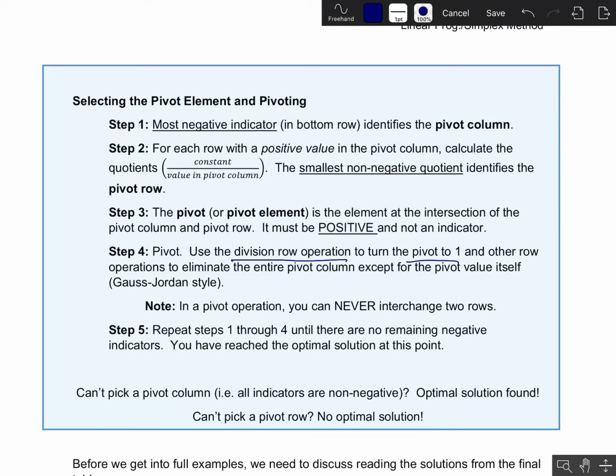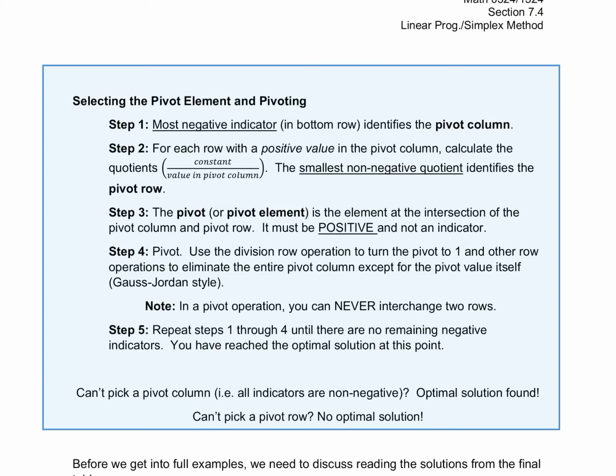And by the way, in pivoting, we're never going to interchange 2 rows. So we're always going to be dividing in order to get a 1 where we want it, and then we'll be adding or subtracting the appropriate multiple of that pivot row to the other rows in order to eliminate the rest of the entries in that pivot column. And then we're just going to repeat this procedure over and over until you've reached the stage where there are no negative indicators.